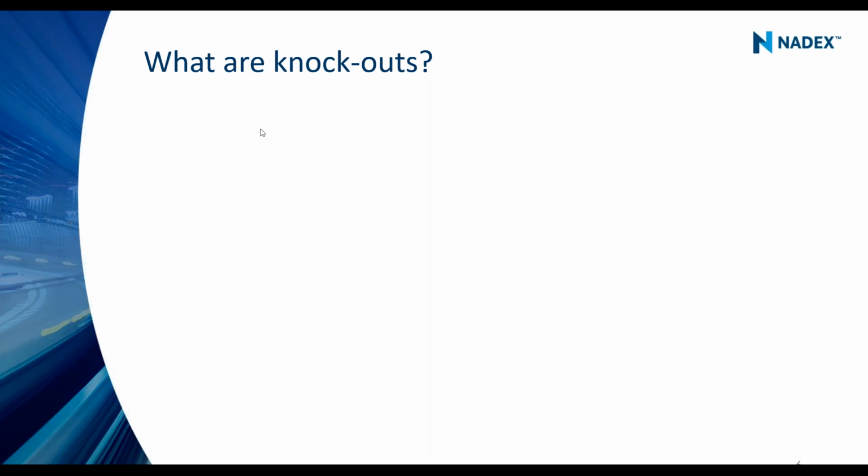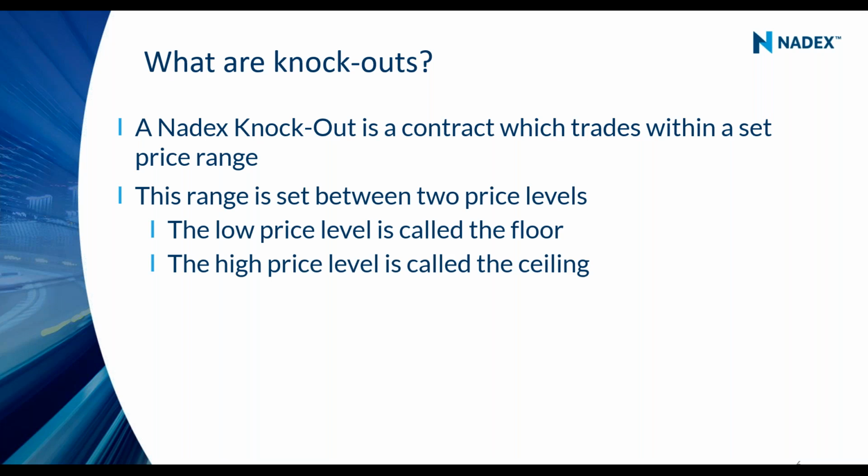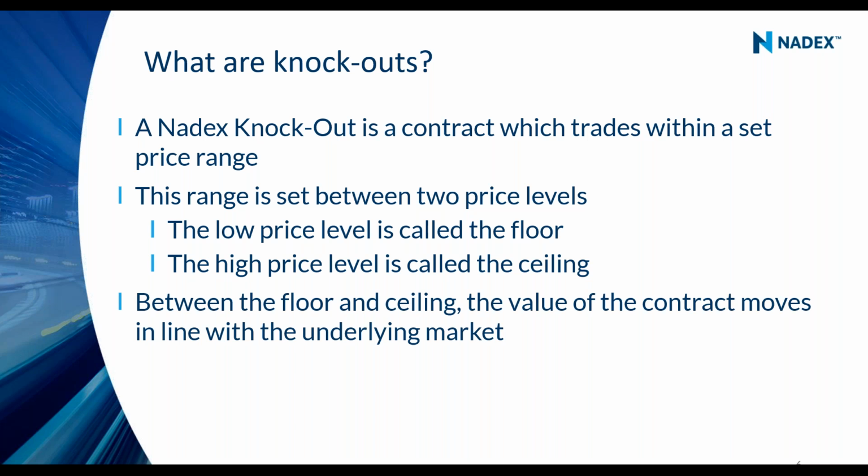Now, let's talk about what are knockouts. Okay. First up, a knockout is a contract that trades within a set price range. So a knockout is going to have two prices. There's going to be a low price, which we call the floor, and there's going to be a higher price, which we call the ceiling. So a knockout's a contract that trades in this price range between the floor and the ceiling.